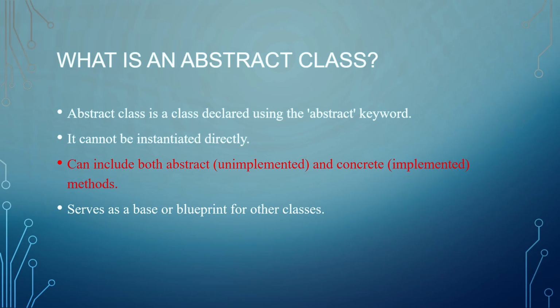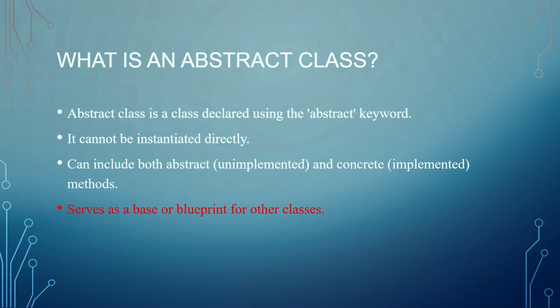which contain actual code. This allows developers to define shared behavior in the abstract class while letting each subclass provide its own specific implementation. In short, an abstract class helps us build a common foundation for related classes, promoting structure, reusability, and clean code design.